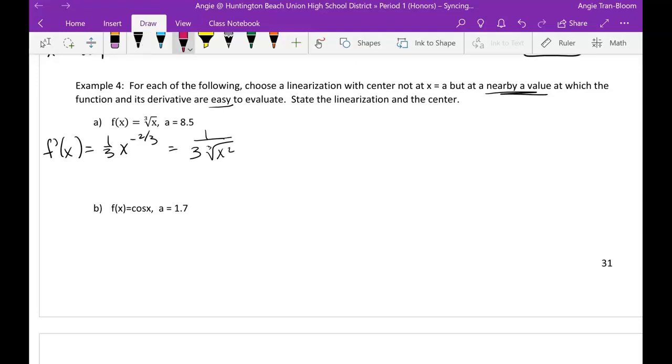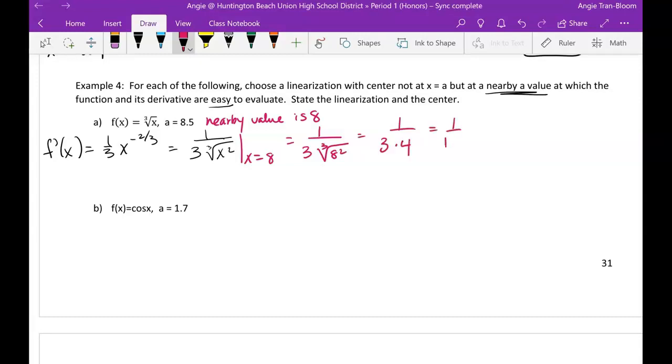So my nearby value, I can't spell nearby, can I? I want to pick a number or value that I can use third root in. So I'm going to say the nearby value is 8. So I'm going to evaluate this at x equals 8. Let's plug it in. 1 divided by 3, third root of 8 squared, which is 1/3 times 4, so this is going to come out to be 1/12.